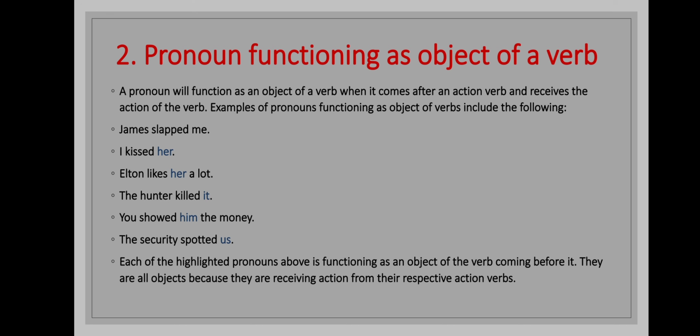It tells what function is happening, what action is done. They all are objects because they are receiving action from their respective action verbs.